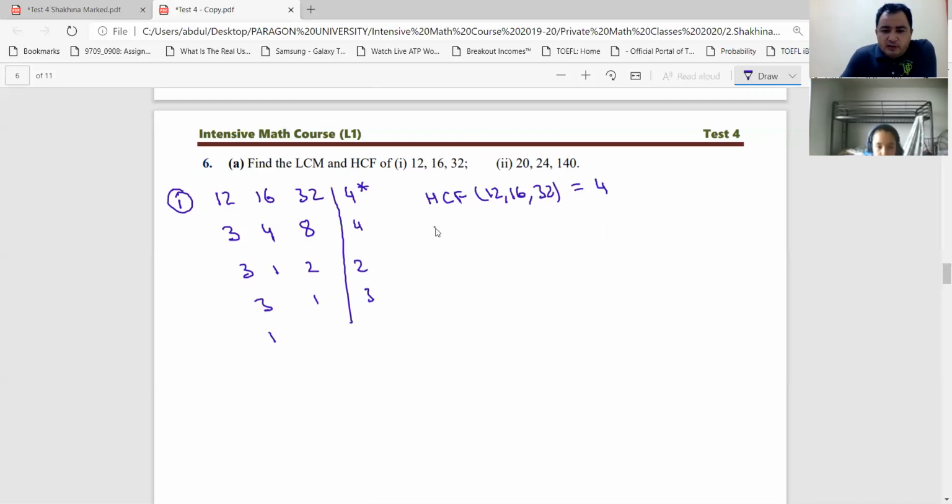Here it is 4. Least common multiple of these numbers, what is it? Product of all these numbers. It is 4 times 4 times 2 times 2 times 3. 4 times 4 is 16. 16 times 2 is 32. 32 times 3 is 96. So the answer, Shahina, you need to write LCM and HCF. You need to write like this: 96 and 4.